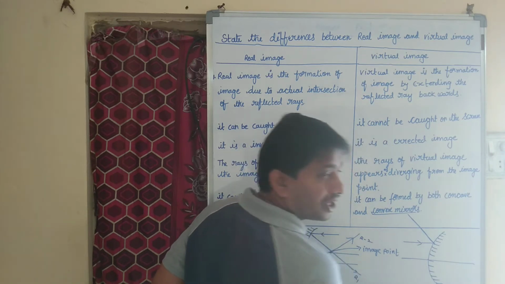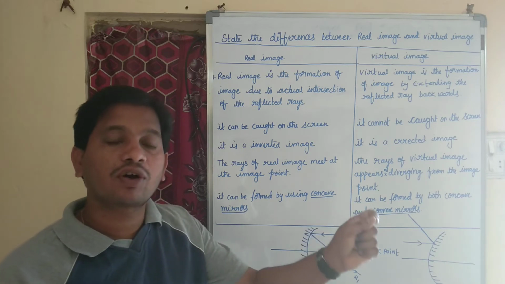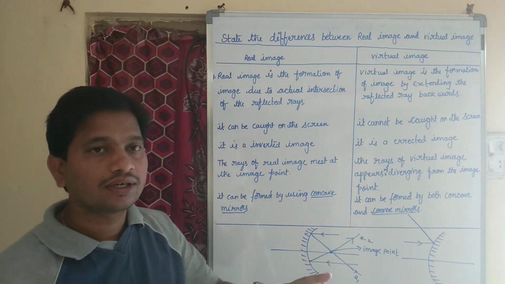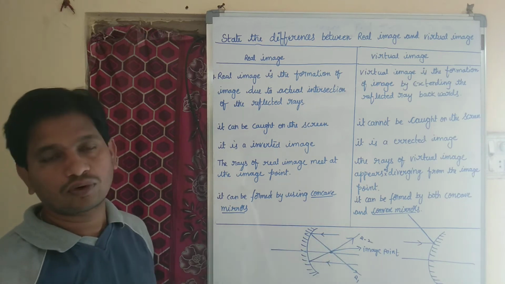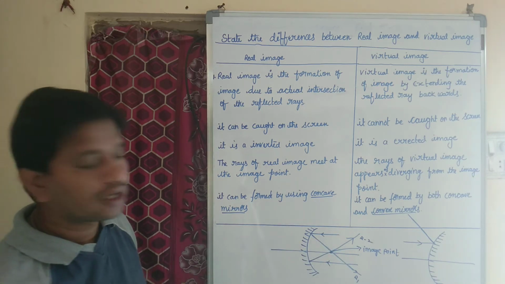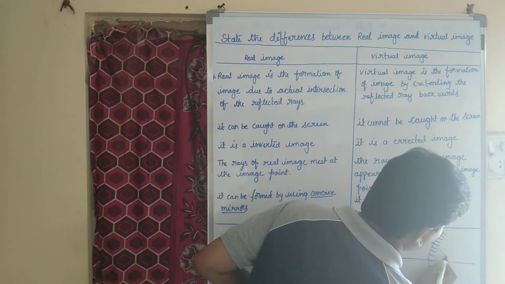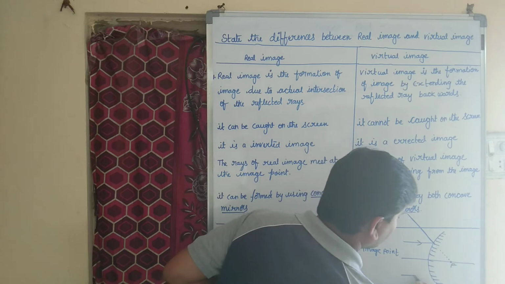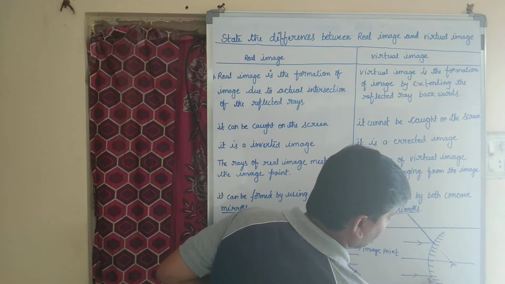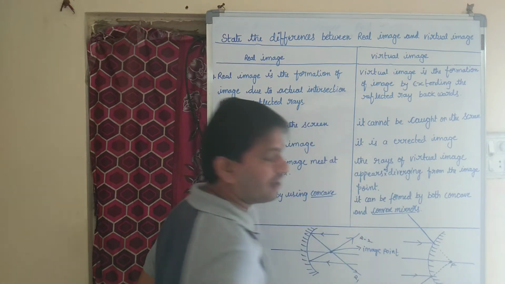If a ray of light is parallel to the principal axis of a convex mirror, after reflection it appears to be coming from the focus. Actually, it appears to be coming from the focus. See, if we extend this, this is our focus. Suppose this is our second incident ray. After reflection, it appears to be coming from the focus. See, here is the image point.